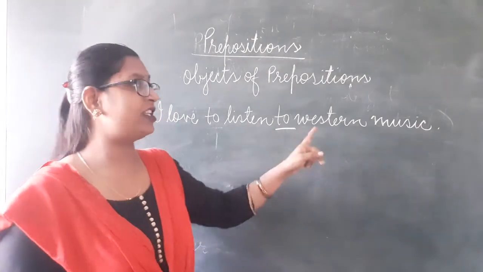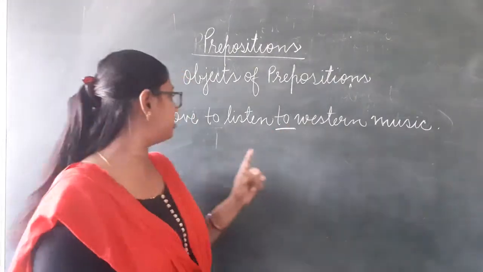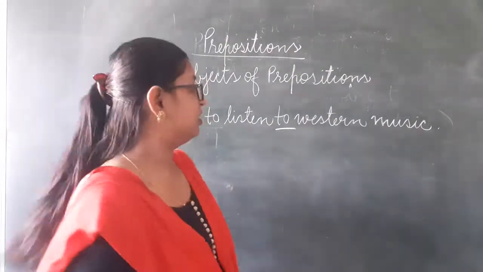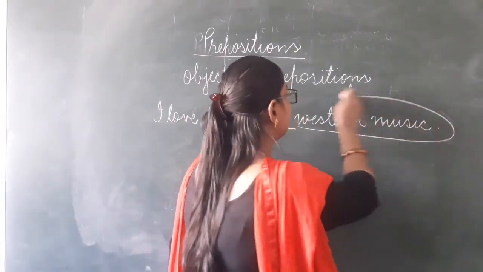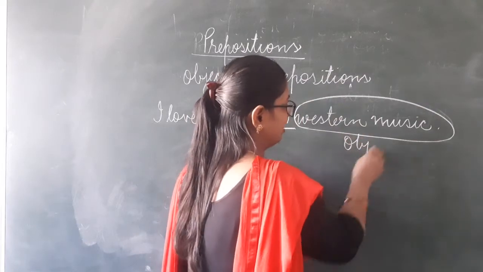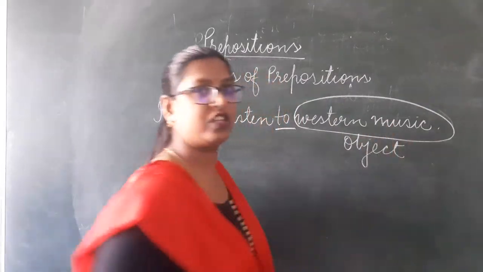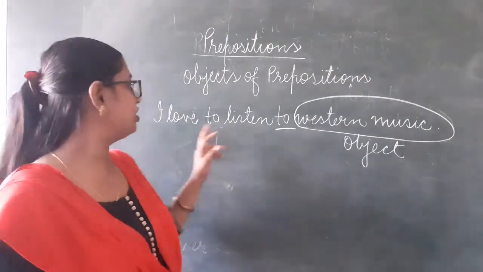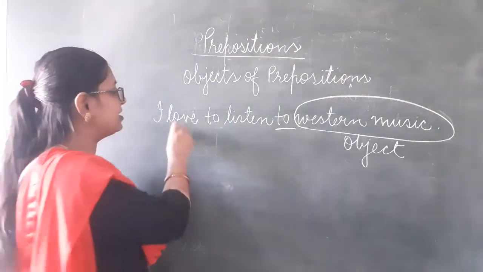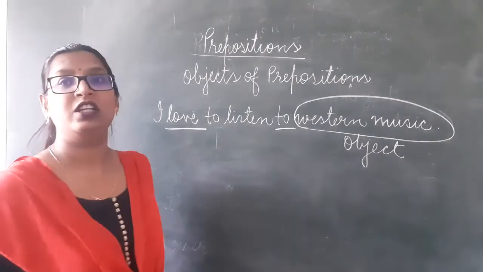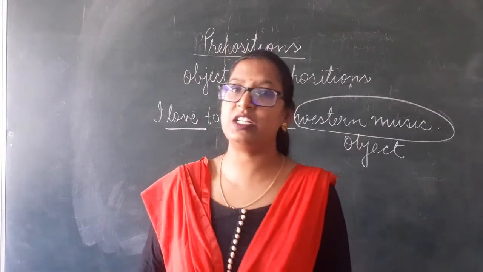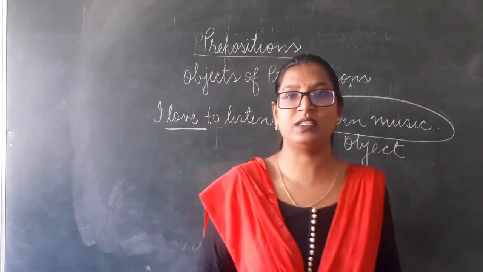So here what will be the object of this preposition? I love to listen to what? Western music. This is the object of this preposition. And do not say listen is the verb here. The main verb in this sentence is love. This is the non-finite verb. What is non-finite verb? That you will study in detail in the next class.